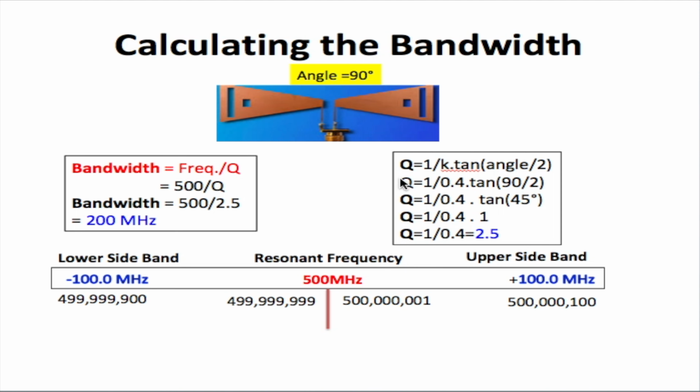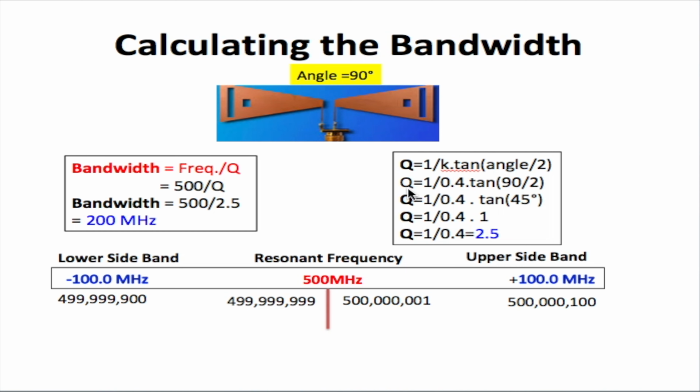So over here I have the equation for Q. Q is equal to 1 over K times tan of the angle divided by 2. K is the phase difference between the elements. The numeric value for K is between 0.3 and 0.6. For the bow tie antenna, we use 0.4.